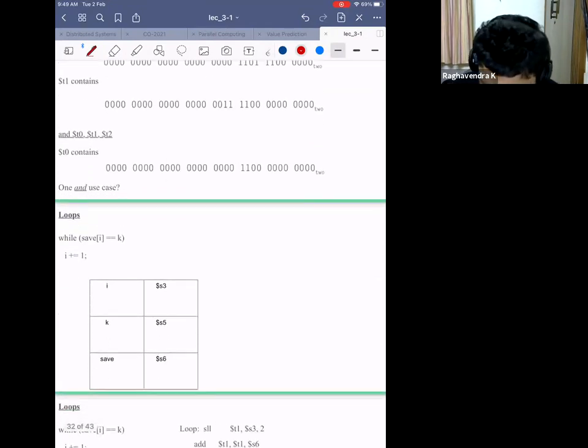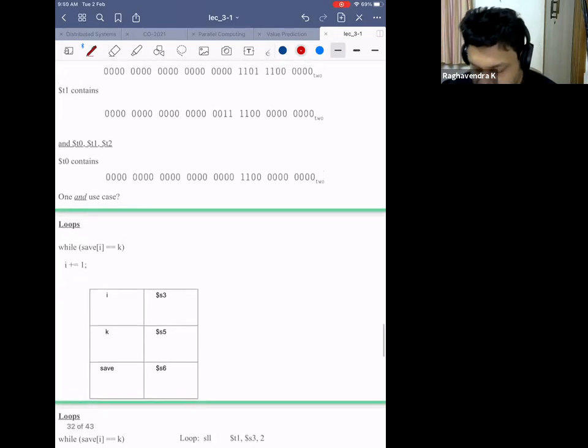Today's homework: you can just try this while loop, with i equal to k and i plus equal to 1. Just try to convert this entire thing into assembly code and try it out. We will discuss it in the next class.